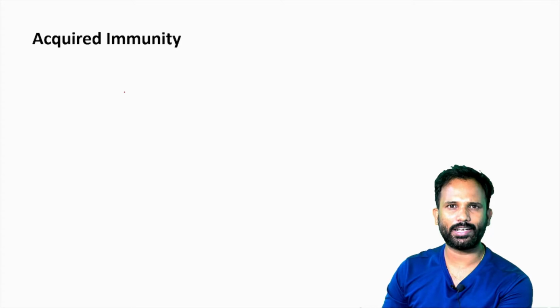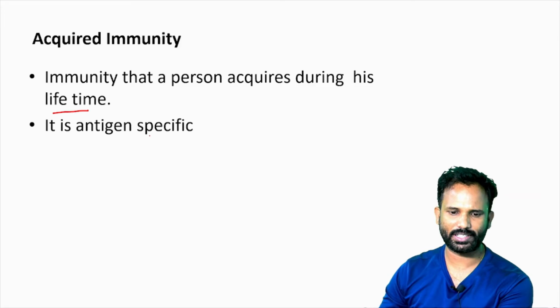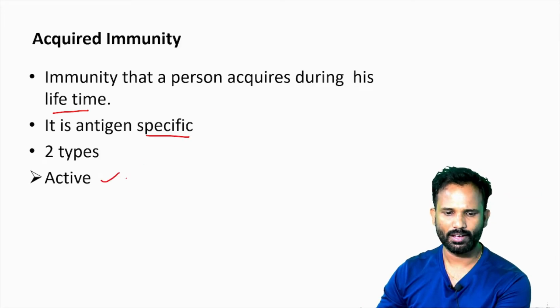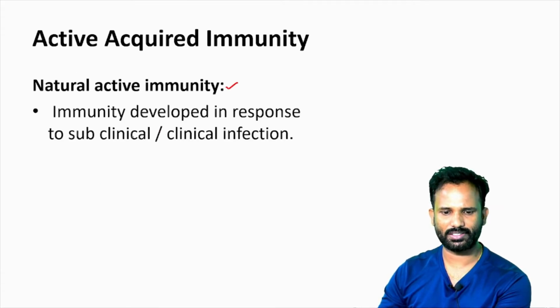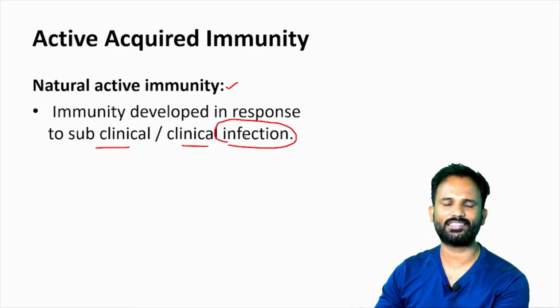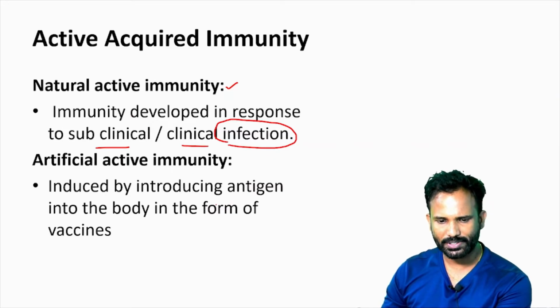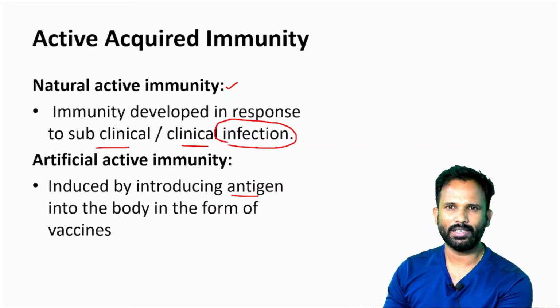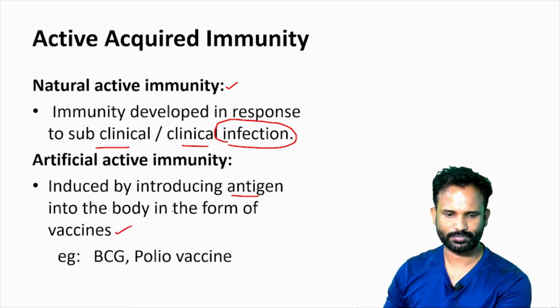Coming to the acquired immunity, as we said, during his lifetime, it's called acquired immunity and it is specific. And it's active and passive. Active acquired immunity, in that natural is due to subclinical or clinical infection. Infection is the reason here. And artificial active immunity here is by introducing antigen into the body, either it may be a live attenuated or it may be a killed vaccine. So like BCG and polio vaccine, this is artificial active immunity.